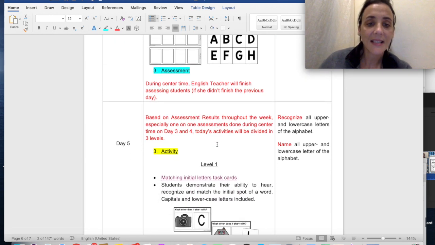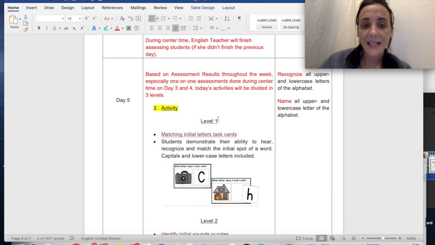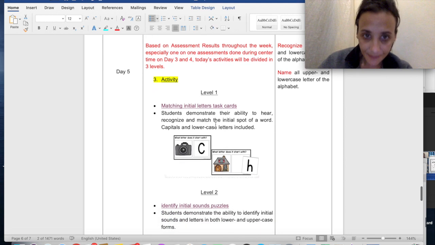The assessment, as I said, would be the same as day 3. I would continue during center time. Then based on the assessment results throughout the week, I would then divide the activities for today in 3 levels.